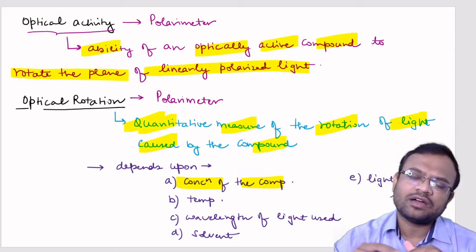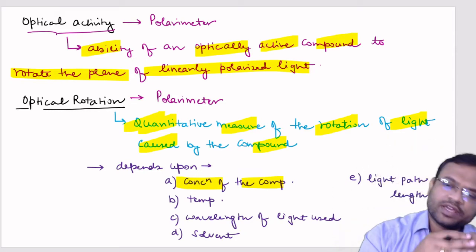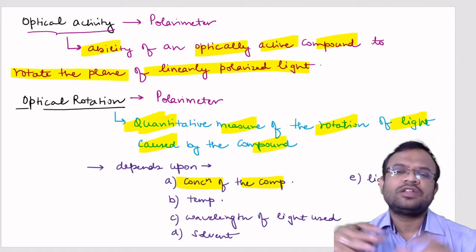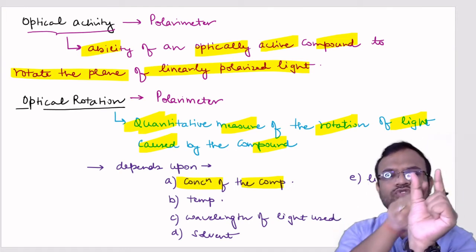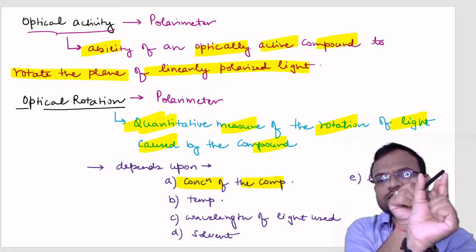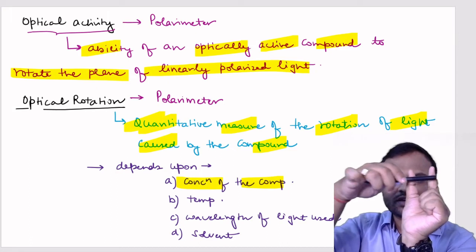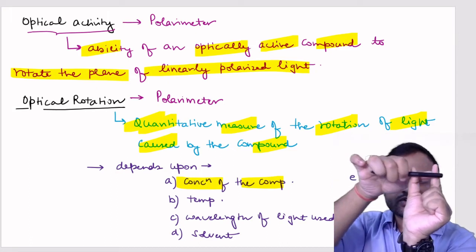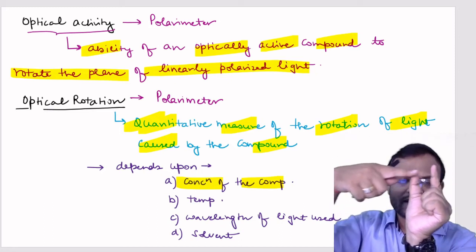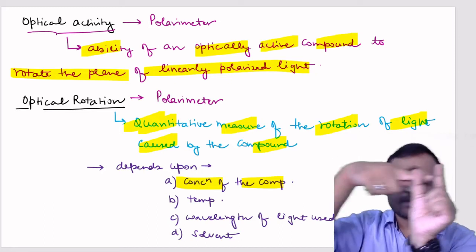Coming to the final point, the final point over here is light path length. Now what does light path length mean? Suppose this is the cuvette in which you have kept your amino acid solution. Now this cuvette has some kind of a diameter. Let us say this distance is the path length, the distance through which the light has to pass in the amino acid.